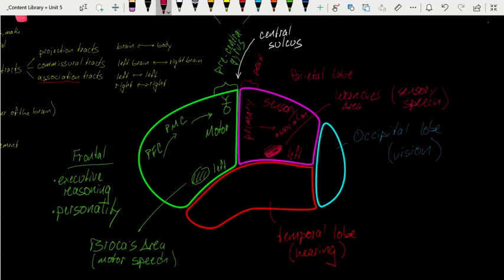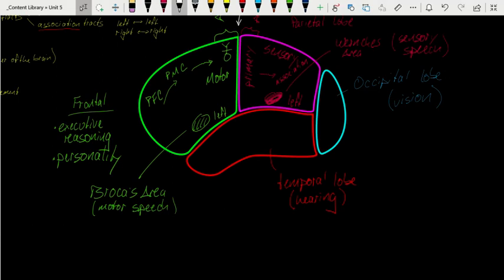I have in the occipital lobe a primary cortex, and I have an association cortex. It's the same with the hearing. I'll hear a sound, but then I'll associate it with maybe a certain genre of music. That's how this tends to work.